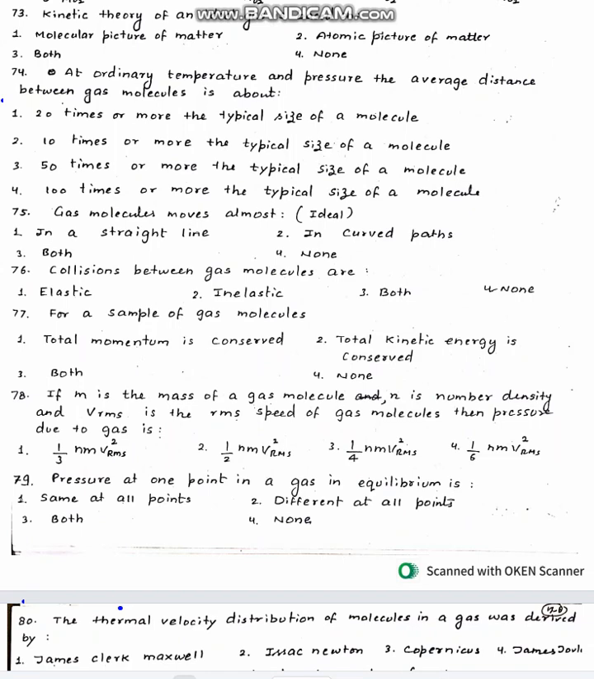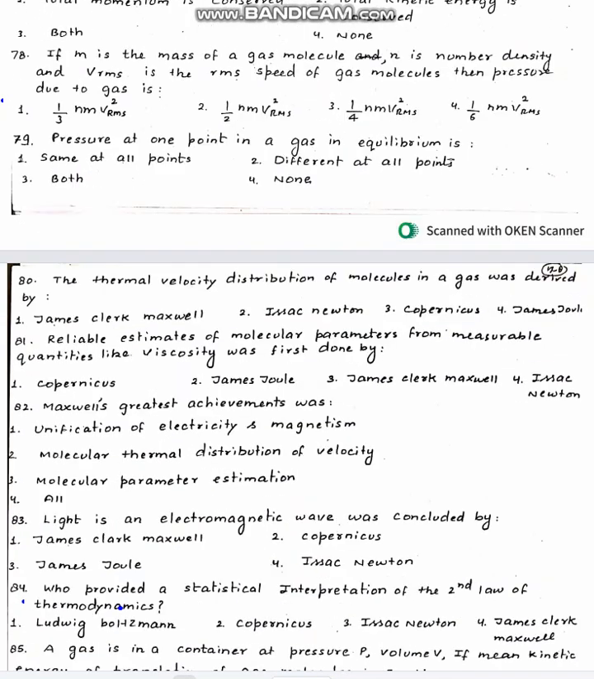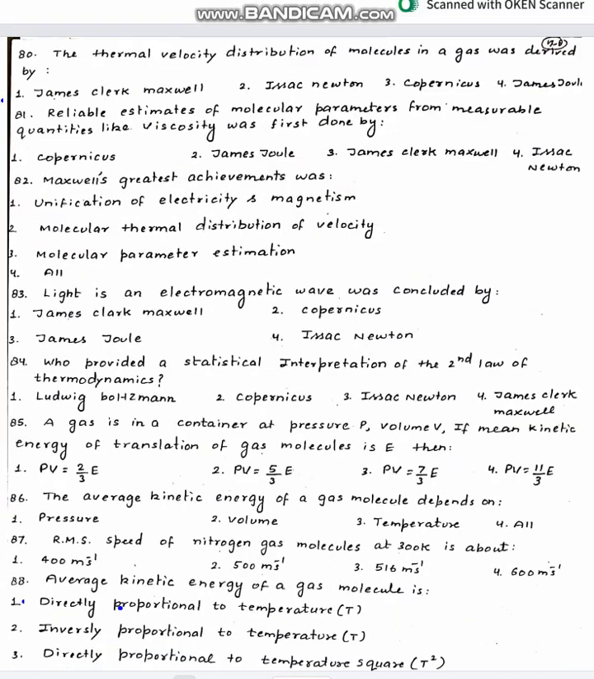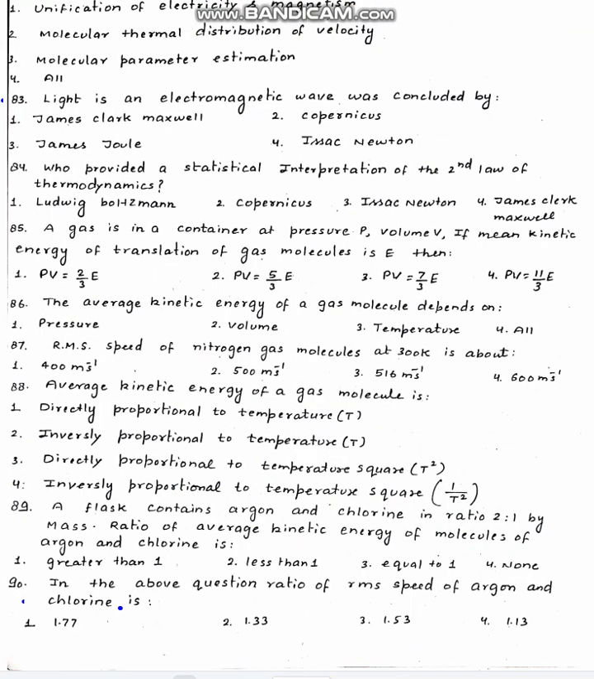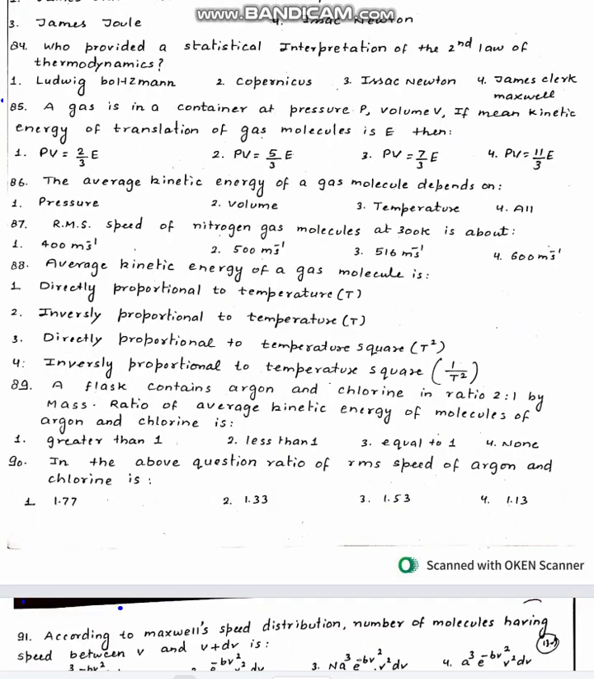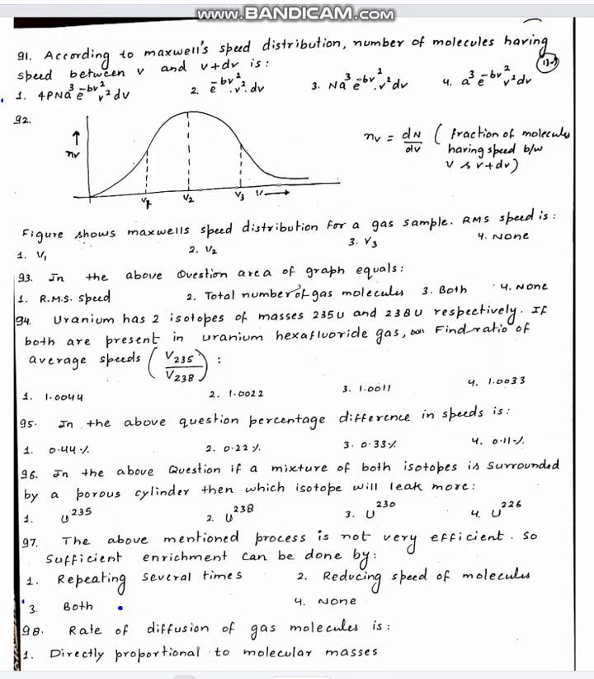When we have pressure at one point in a gas in equilibrium, then thermal velocity distribution, then Maxwell's speed distribution, then concept of electromagnetic waves, then a statistical interpretation of the second law of thermodynamics. Then we have relation between pressure, volume and translational kinetic energy of gas molecules, then average kinetic energy of gas molecules. Then questions based on average kinetic energy, RMS speed, then speed distribution.